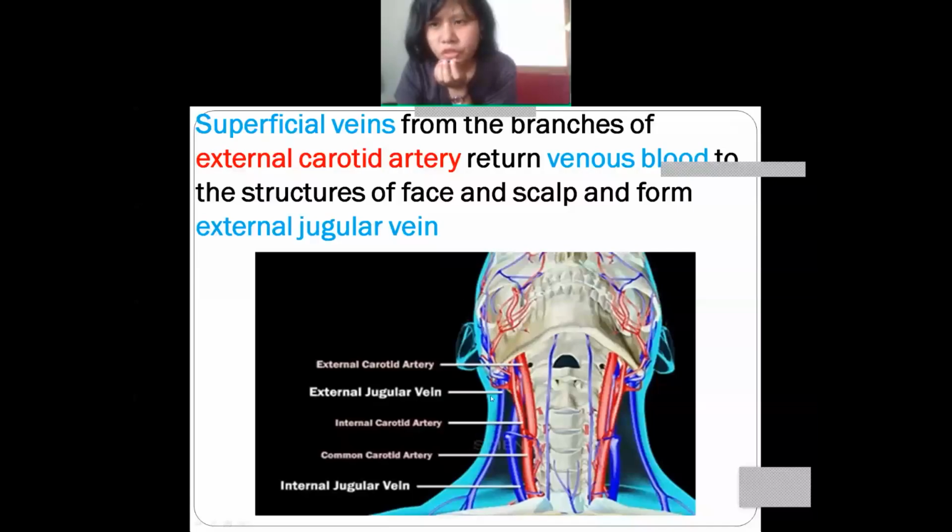Next is the superficial veins, which lie just beneath your skin. The superficial veins form from the branches of the external carotid artery, which is this portion, lies here. They will return venous blood, that is the deoxygenated blood, to where? To the face and scalp. They will return the deoxygenated blood to the face and the scalp.